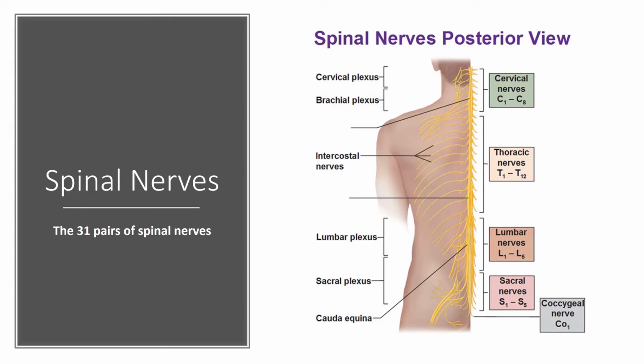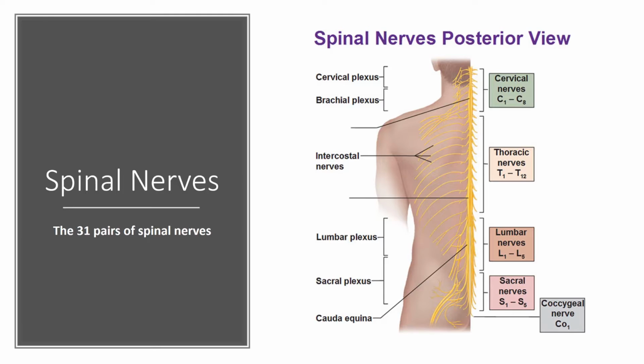All right, so now we're leaving the cranial nerves and going to the spinal nerves. There are 31 pairs of spinal nerves. They're named based on where they leave the spinal column. So if they leave near the cervical region, we call them the cervical nerve. In the thoracic region, thoracic, so on and so forth. So we have 31 pairs of spinal nerves.